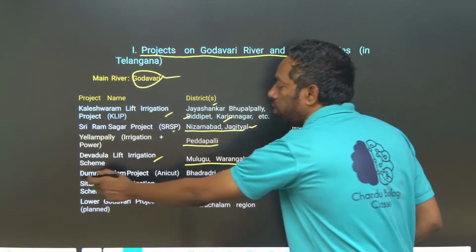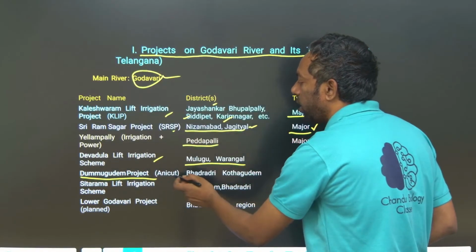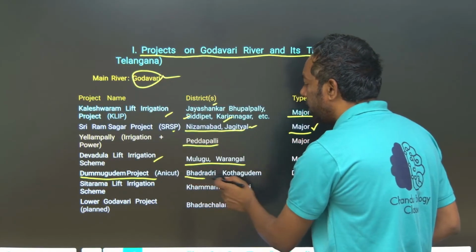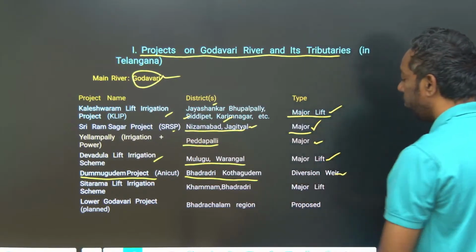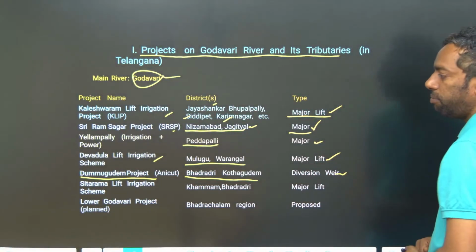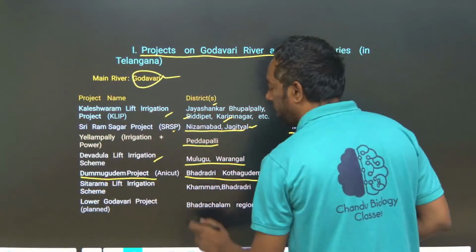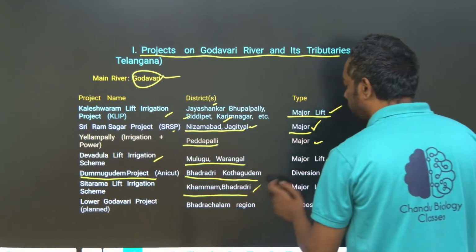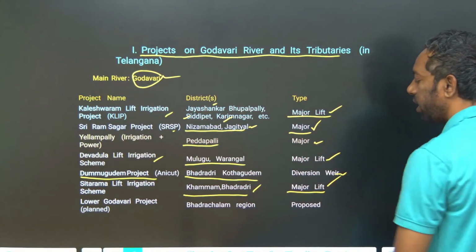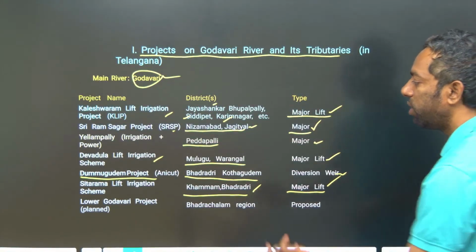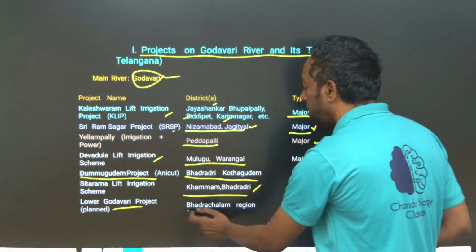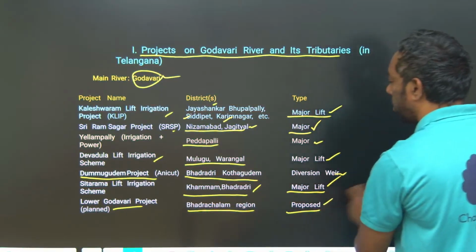Dummugudem project, it is in Bhadradri Kothagudem, a diversion project. Sitarama lift irrigation, Khammam, Bhadradri Kothagudem, major lift irrigation project. Lower Godavari projects are planned at Bhadrachalam, it is proposed.